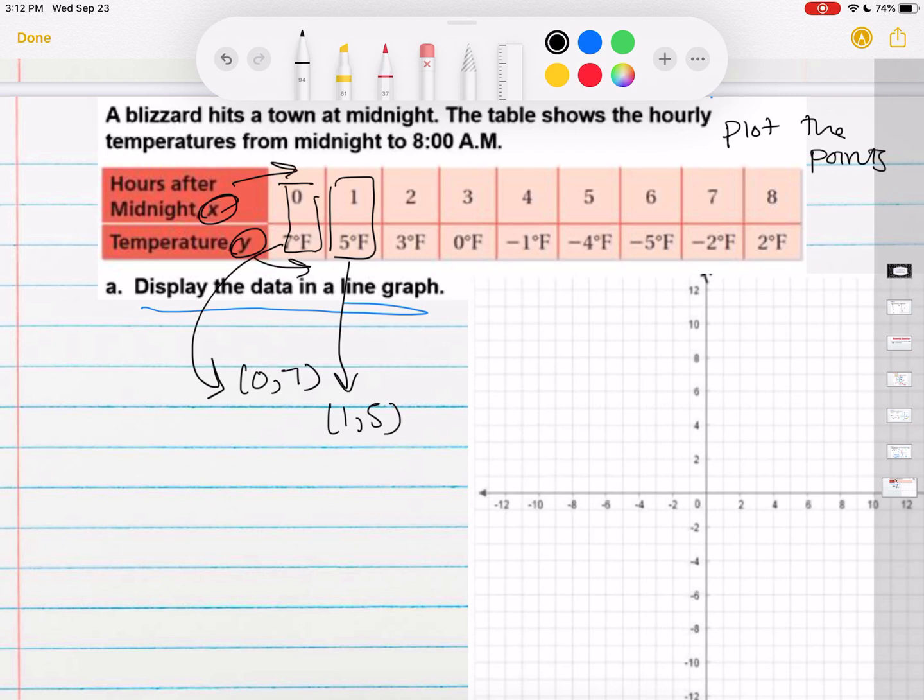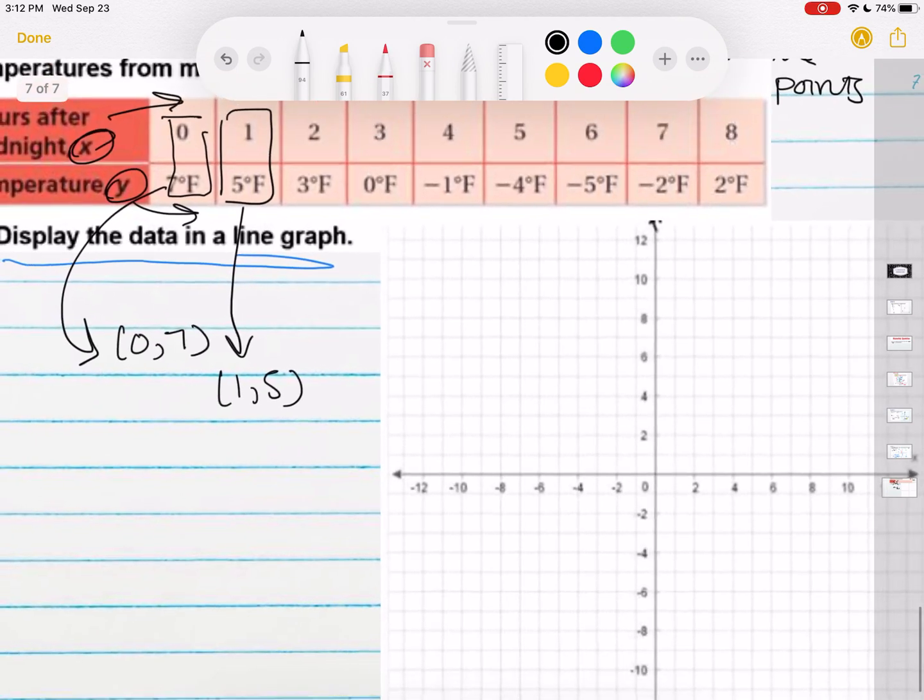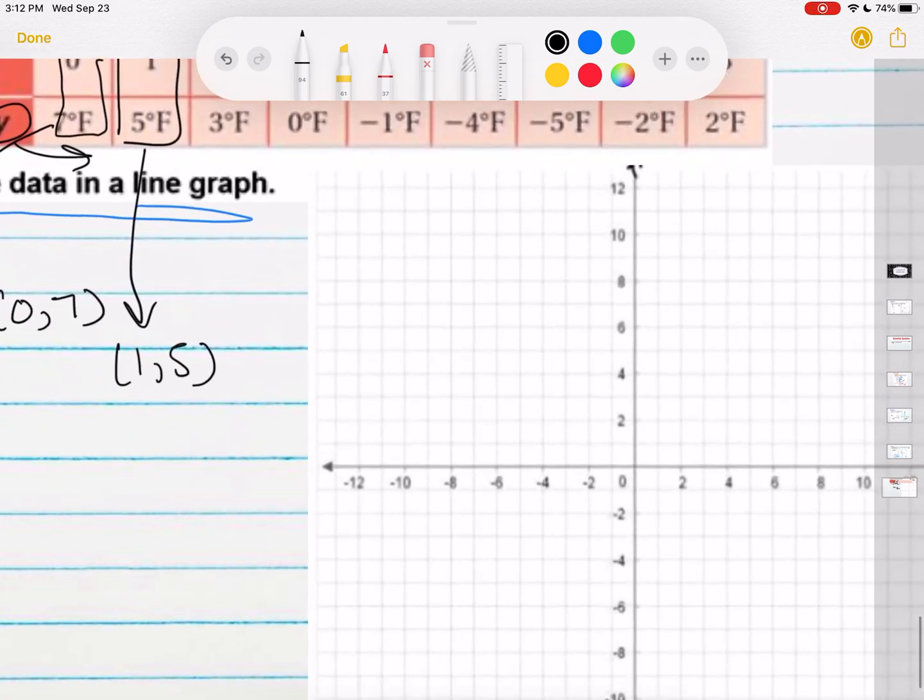So let's start plotting these because we have a lot to plot. So first of all, (0, 7), well, that's 0 on the x-axis, and we go up 7 on our y-axis, so that's right here. And again, 7 isn't labeled, but there's one mark between 6 and 8, so that would have to be 7. It goes 6, 7, 8.